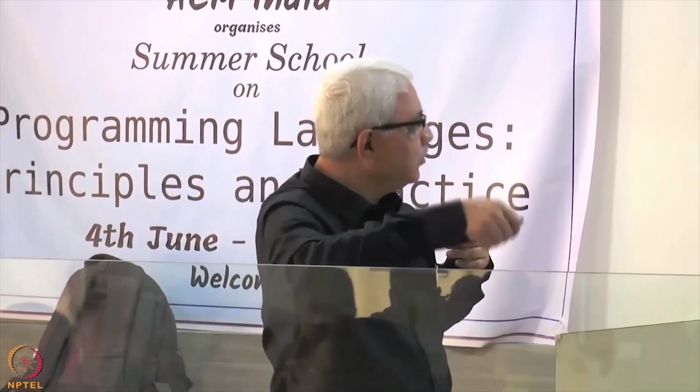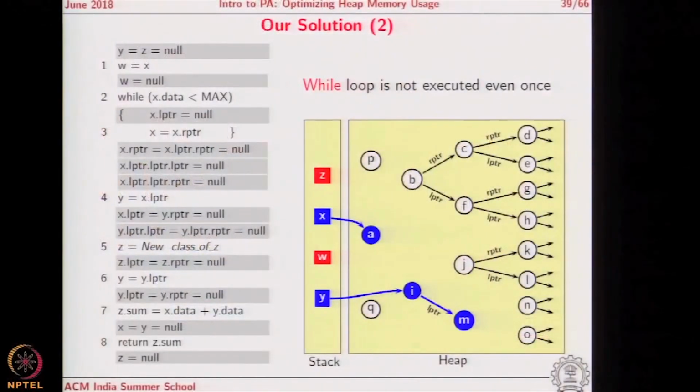Any questions? Well, if you do not have a question, then I have a question. This is under the assumption that the while loop is not executed even once. What happens if the while loop is executed once? This program has not been generated with that assumption in mind. Will this program still work if the while loop were to execute once, or will it create trouble, will it bomb?